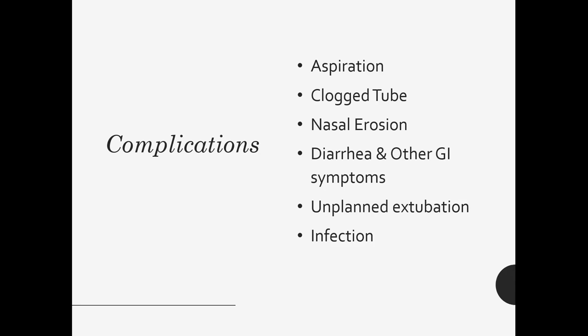Okay, and again, we've talked about the complications. I know I've talked a lot about aspiration, but that's probably the most severe complication that can occur. Then the tube getting clogged. Nasal erosion, so just from that tube being in the nare and irritating it. Diarrhea or other GI symptoms. Unplanned extubation, so if it comes out, either the patient pulls it out or it gets hung on something, that can happen. And then unfortunately, usually we have to end up putting another one in, and that's a very uncomfortable process for the patient. And then infection could occur as well, although it's not common.